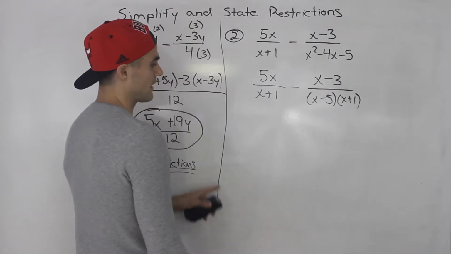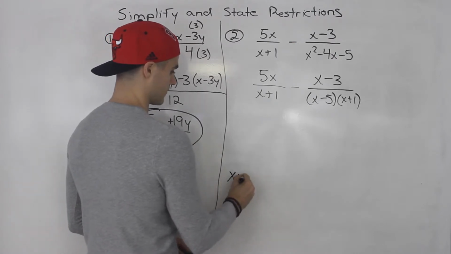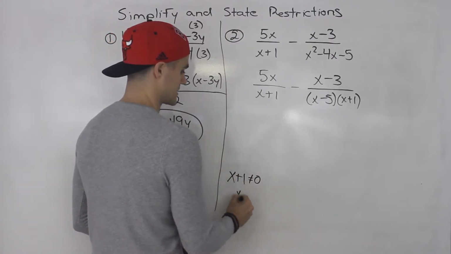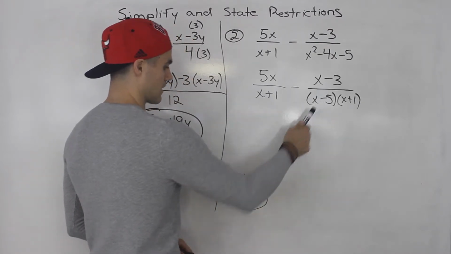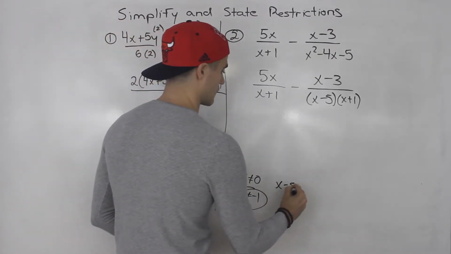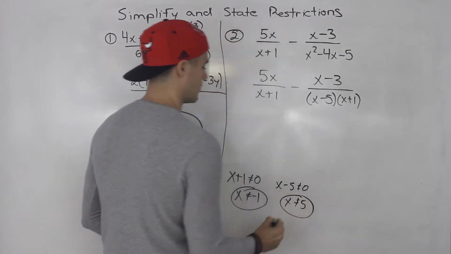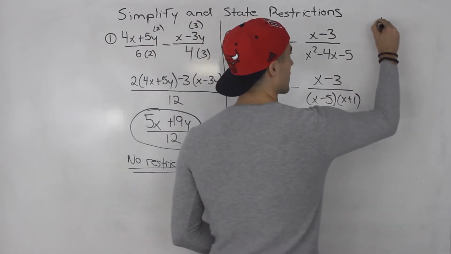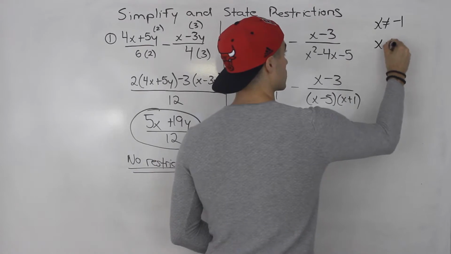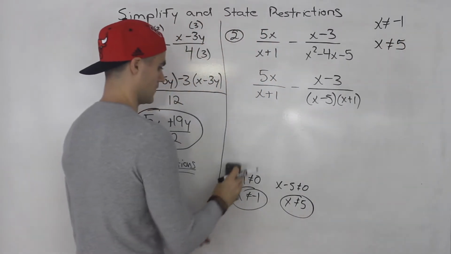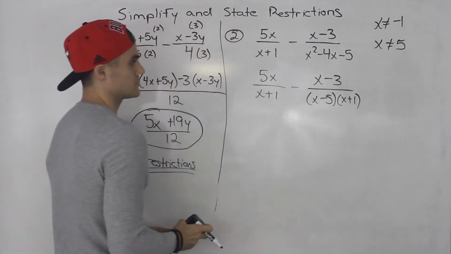So, factored everything. Now we want to state restrictions. Notice x plus 1 can't equal 0, which means x cannot equal negative 1. And then here, x minus 5 cannot equal 0, which means x cannot equal positive 5. I'm going to write these up here, actually, just to give myself some more room on the whiteboard in case I need it.